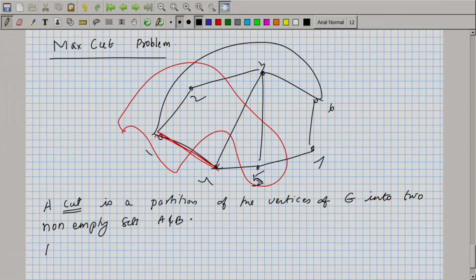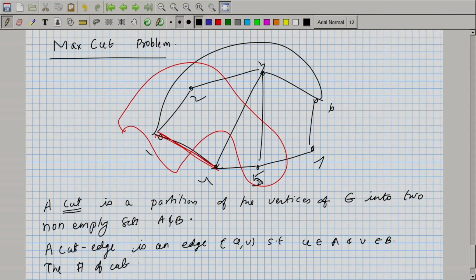So, a cut edge is an edge u comma v such that u belongs to A and v belongs to B. The number of cut edges in a cut C, so if you name the cut by C, the number of edges in the cut is called the size of the cut.